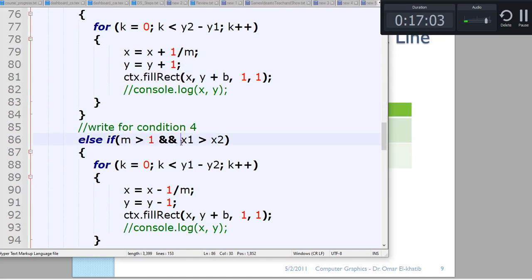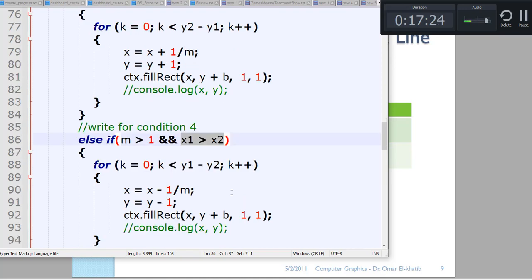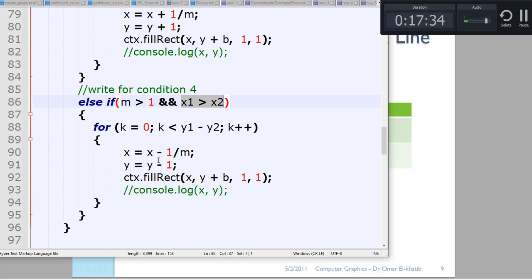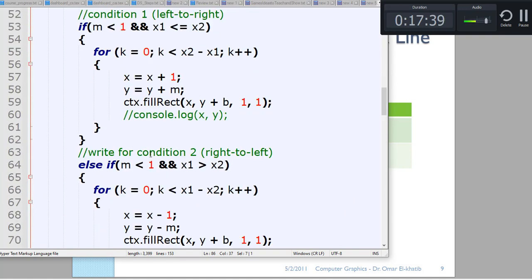For the last condition we will just change one thing. We are checking for x1 greater than x2. Here x1 was less than x2. Now x1 is greater than x2 and m is greater than 1. Same loop, y2 minus y1, but this time we make it y1 minus y2, because x1 is greater than x2, so y1 is also greater than y2. Okay, and we move here. You can see that x is equal to x minus 1 and y is equal to y minus 1, and we draw this. Now this is the algorithm, which has 4 conditions.